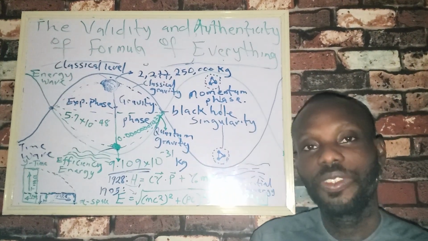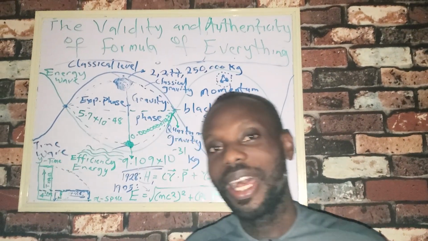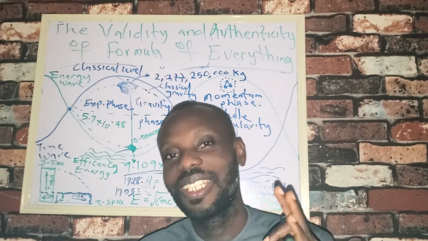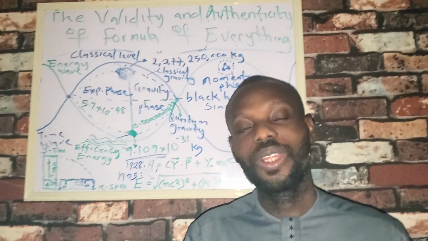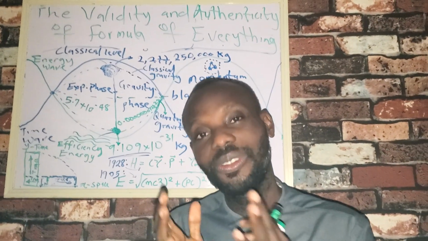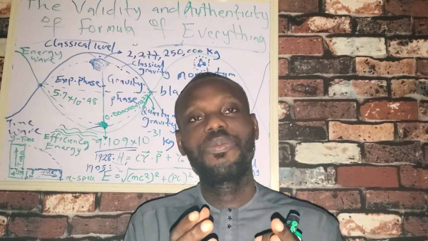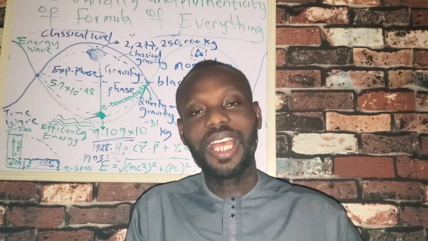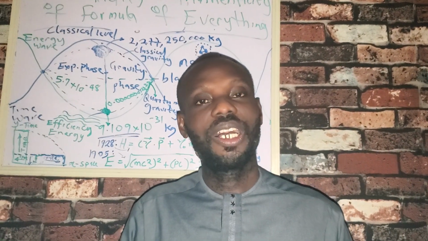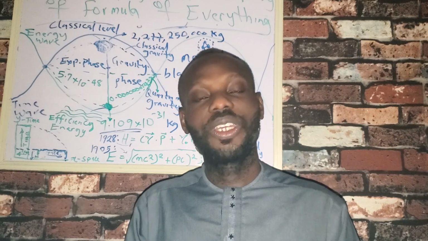This afternoon, I want us to look at the validity and authenticity of the formula of everything. In today's video, we're going to look at what past scientists have been trying to do to achieve a relativistic wave pattern that can actually work very well with the Schrodinger equation.